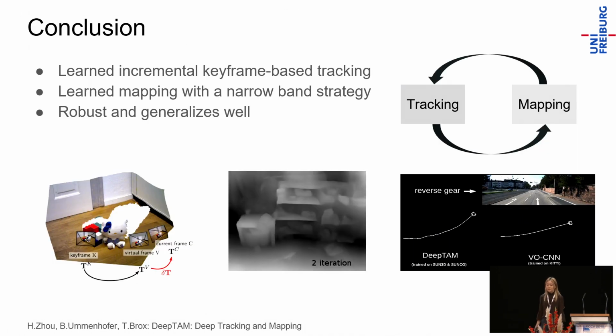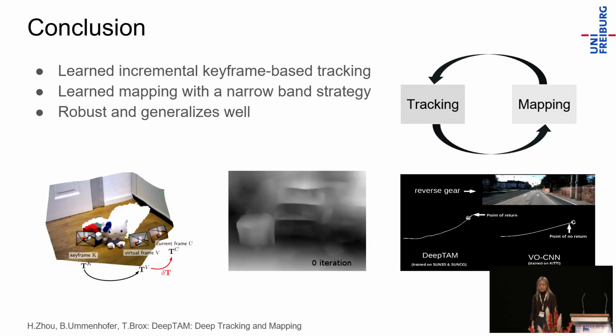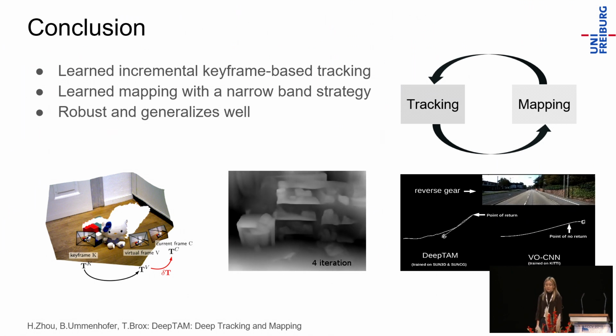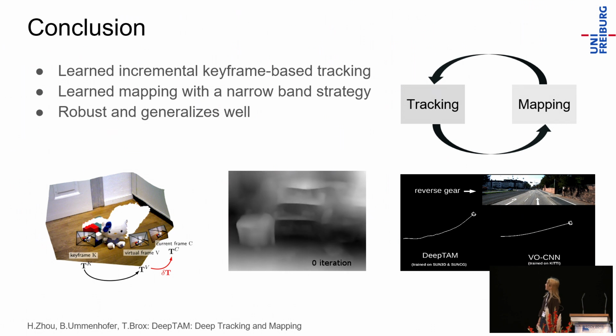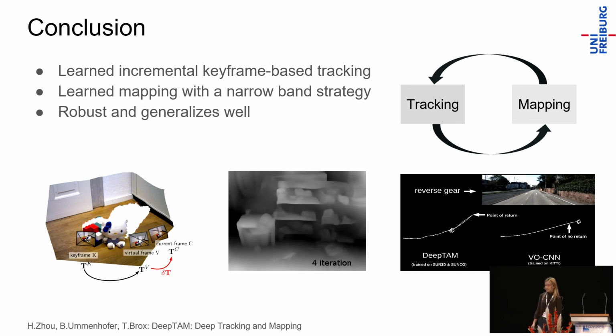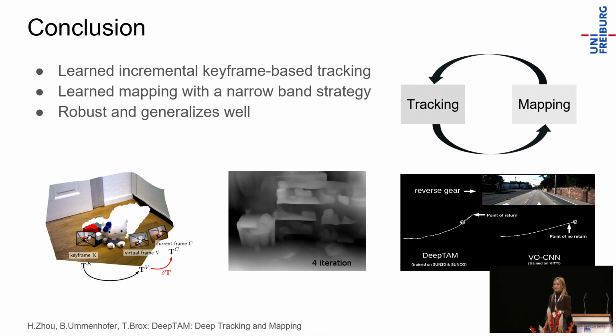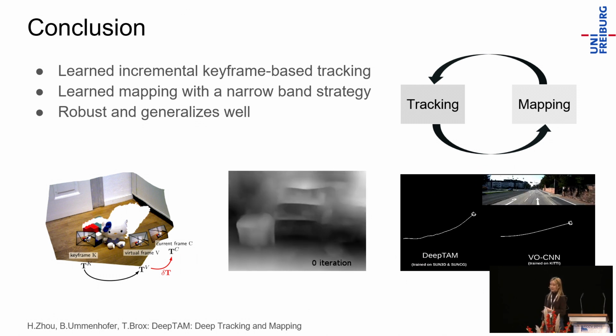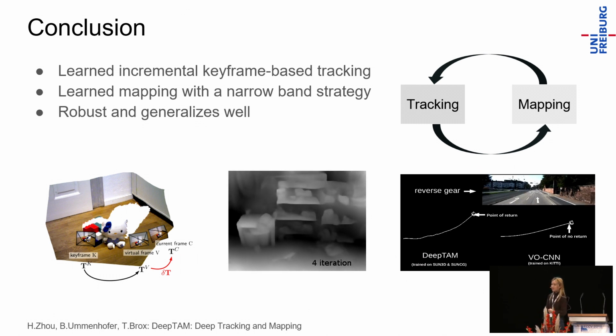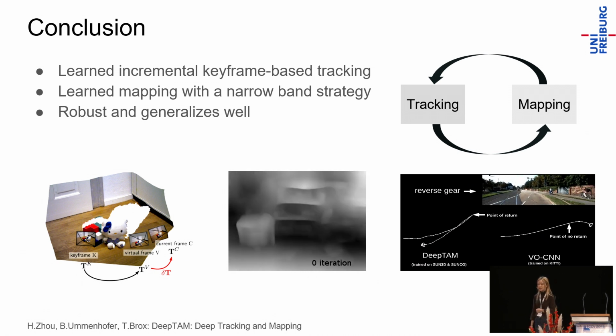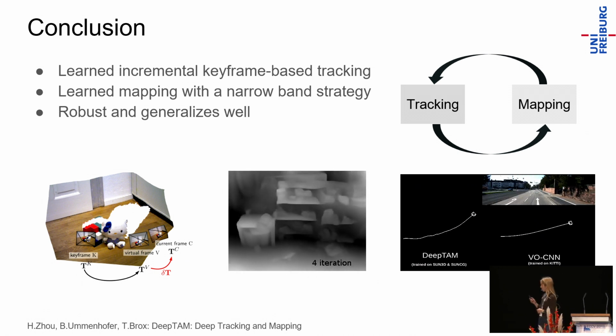So we have already seen the mapping and tracking. As we said, here we present a learned incremental tracking and mapping system. We definitely want to combine the advantages of deep learning and classic approaches. By doing this, we can achieve a very accurate and robust system, which also generalizes very well.